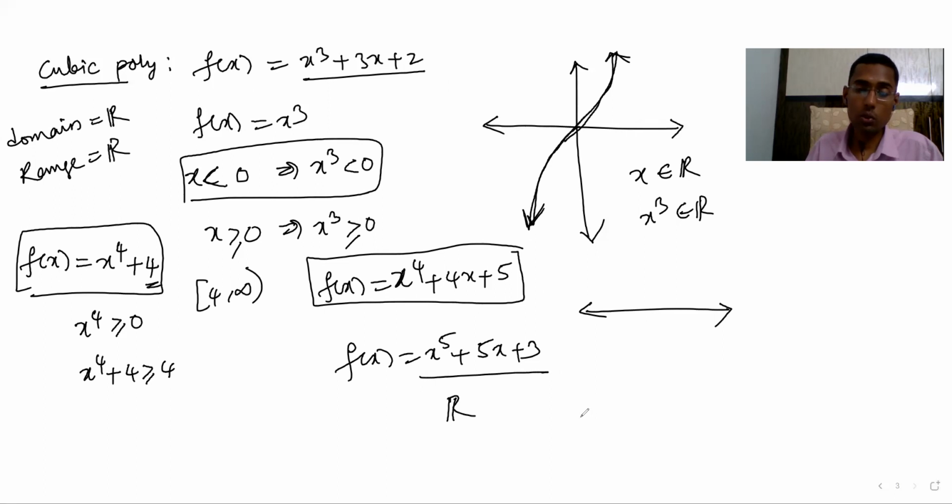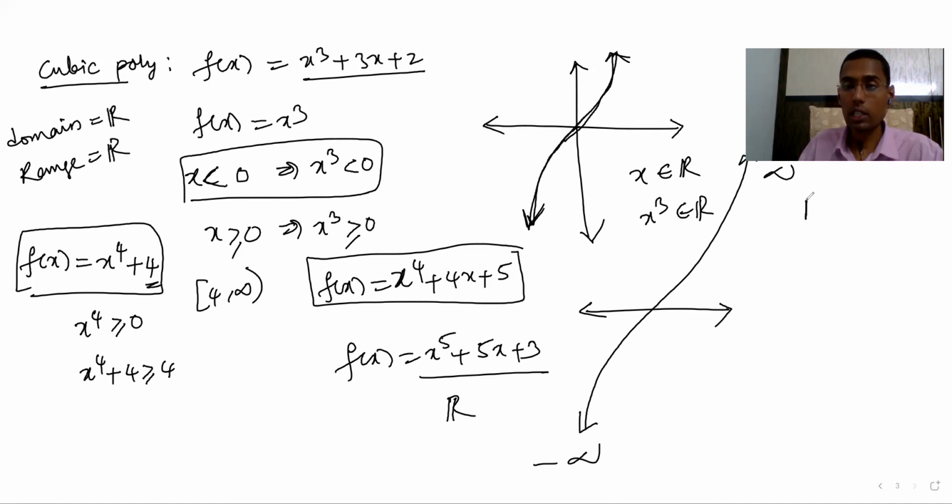Why all real numbers? It will start from all negative numbers to all positive numbers. It will be like this. So anyway, it will go from minus infinity to plus infinity. Therefore, odd degree polynomial means what? First degree, that is linear. Third degree, that is cubic. Fifth degree, seventh degree. For all these, range is all real numbers.